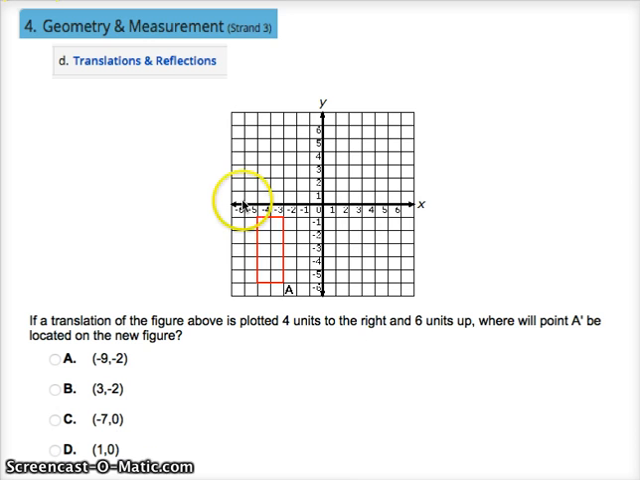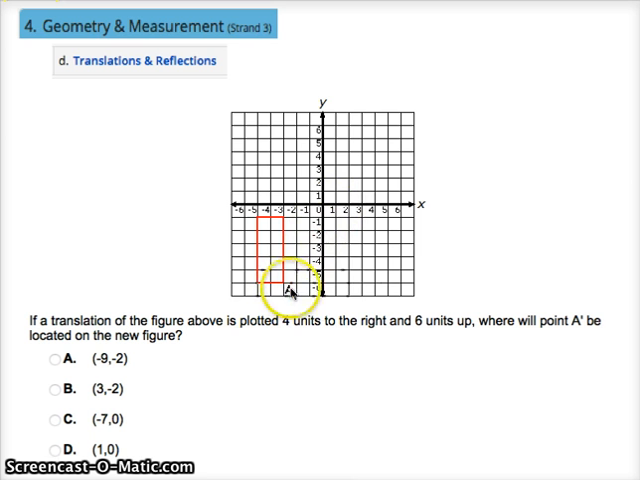All right. Here we have a rectangle, and we just want to look at point A. Now translate this figure 4 to the right and 6 up. Where will the new A be? So A, if I go 4 to the right, 1, 2, 3, 4, and 6 up, well, right away I know the answer is D. It's the only one that has a 1 for the x coordinate. But if I go 6 up, 1, 2, 3, 4, 5, 6, I end up at 1, 0.